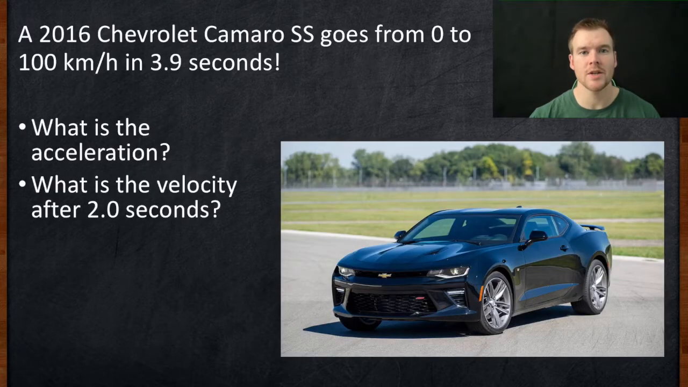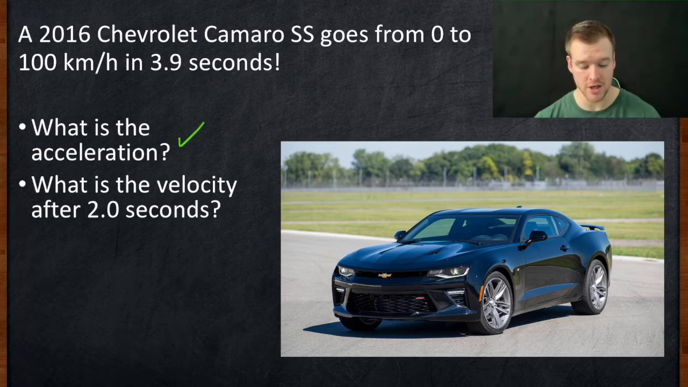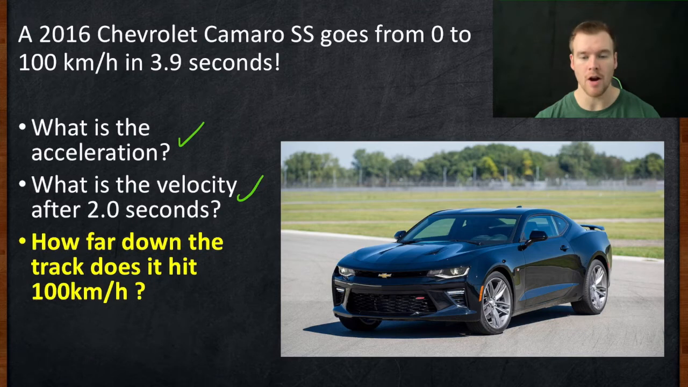In the previous lesson, we looked at acceleration. So if we had a question like this, where a 2016 Chevrolet Camaro SS goes from 0 to 100 kilometers per hour in 3.9 seconds, we were able to calculate the acceleration, and we were able to calculate the instantaneous velocity at a certain time, for example, 2 seconds. But now we're going to look at how do you calculate how far down the track it's going to hit that 100 kilometers per hour. And to solve for questions like this, we're going to use kinematic equations.